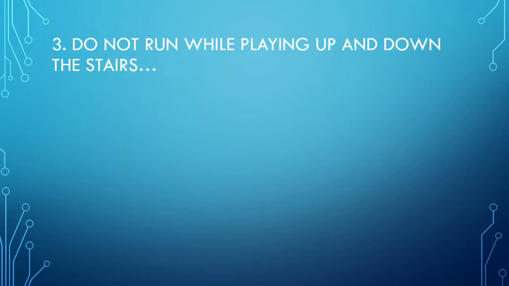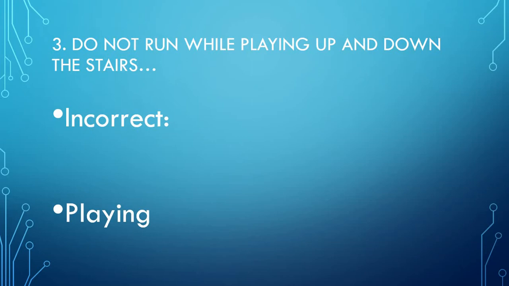Number 3. Do not run while playing up and down the stairs. Okay, do not run is correct here, but which word do you feel is incorrect? Try to pick out the incorrect word. Do not run while playing up and down the stairs. So the incorrect word is playing. Why? Because obviously you should not play on the stairs, but you should not run while doing what on the stairs? Playing here is incorrect, otherwise playing is correct. You should not play on the stairs, but that is different sentence. But here for now playing is incorrect word.